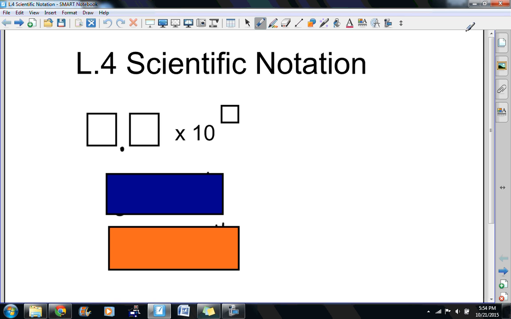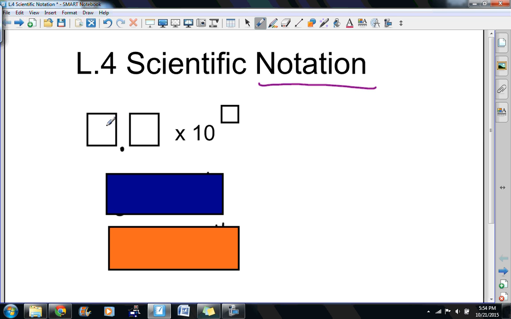So we are learning about scientific notation. The word notation is important here. What it means is how you are noting something or how you are writing something. So this literally means scientific writing. So we are going to be writing numbers the way that a scientist would.